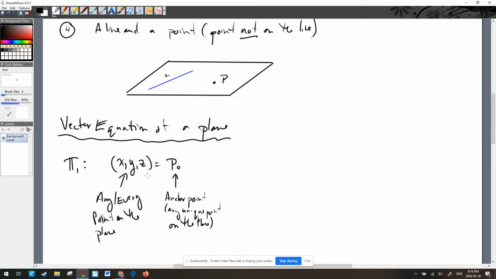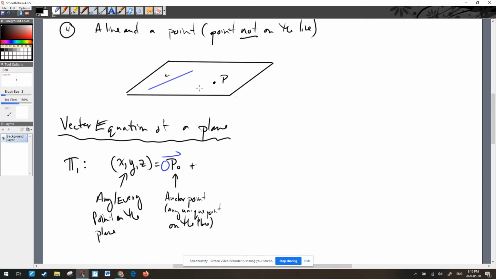Now, same as last time, I'm lying to you. It's not really an anchor point. In theory, what it really is, is OP naught. That's what it really is. It's really a vector that goes from the origin out to that point, because we can't add vectors to points. But again, I always contend it's an anchor point. And so then plus, so we get out to the plane. So this gets us out and onto the plane.